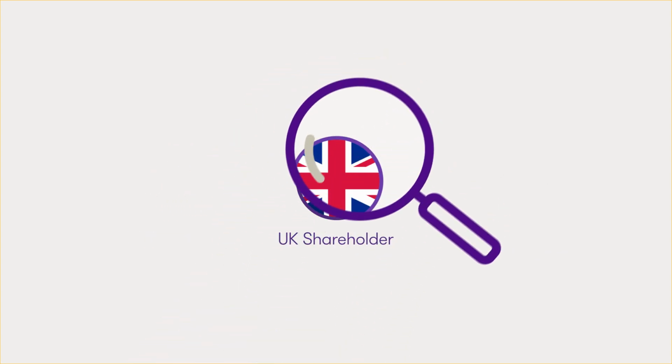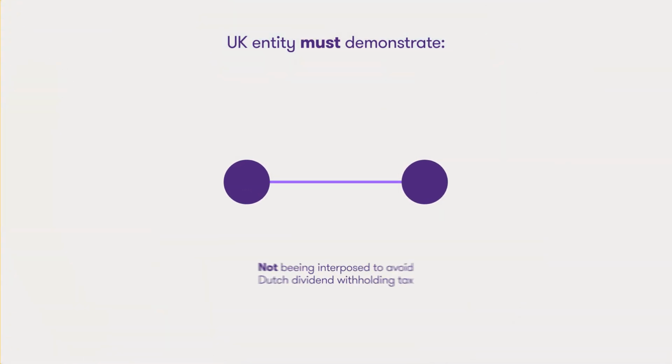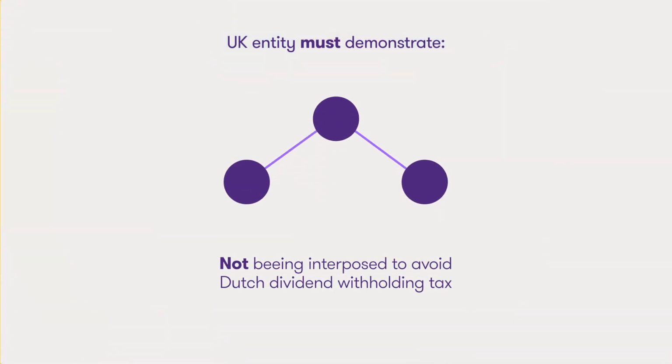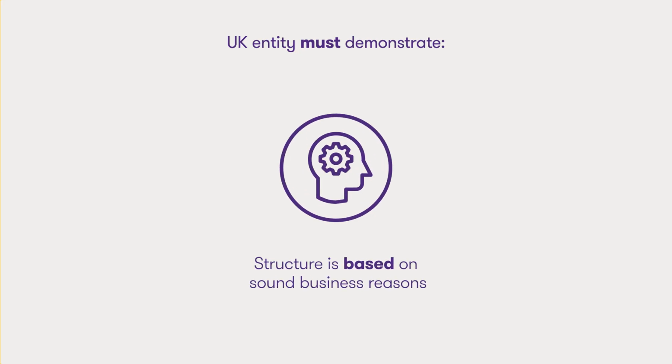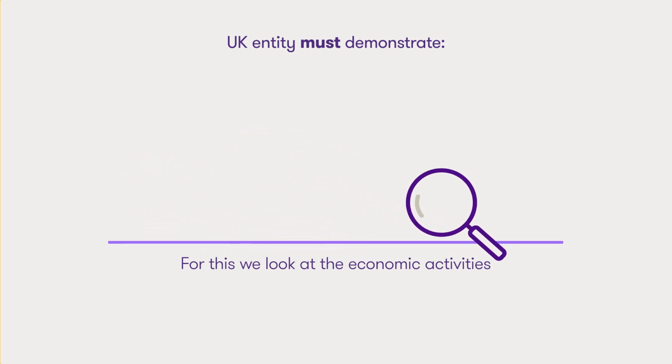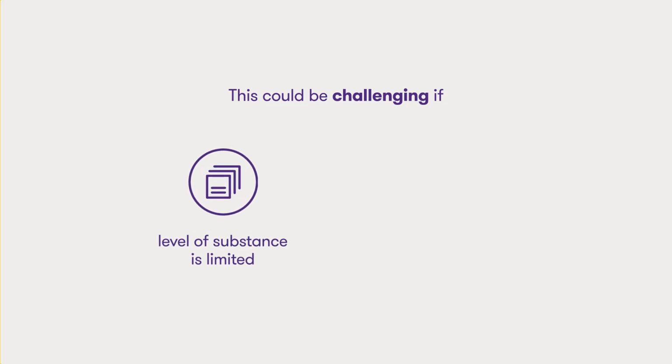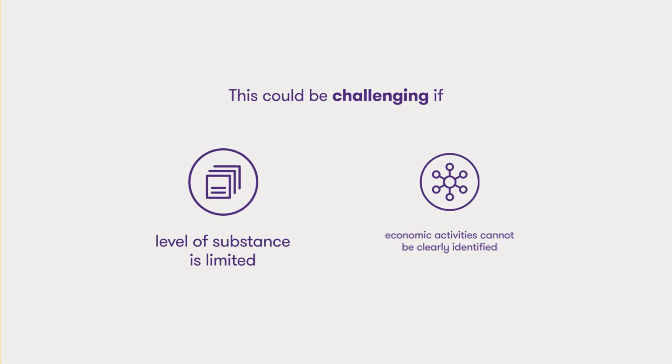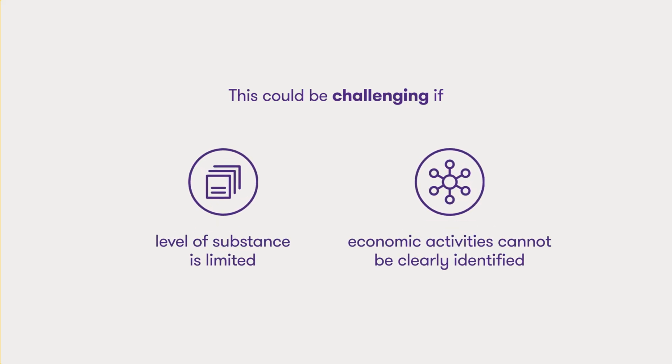Still, we must demonstrate that the UK entity is not merely interposed to avoid Dutch dividend withholding tax, or that the structure is based on sound business reasons. To demonstrate this, we look at the substance or economic activities in the straight line above the BV. This can be quite challenging if the level of substance in the UK is limited, or if the substance or economic activities cannot be detected in the straight line above the BV.